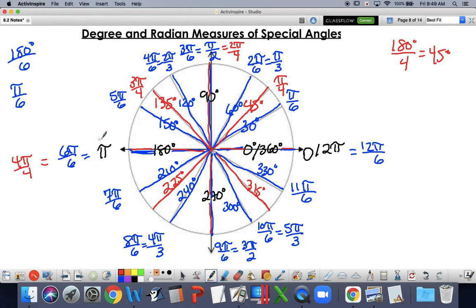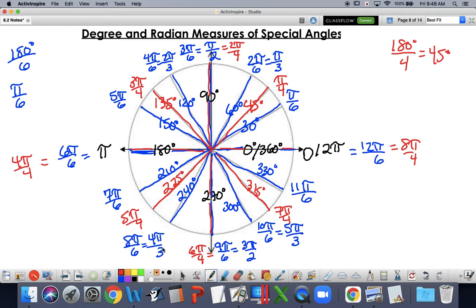Now let's keep counting our pi's, right? I had 4 pi over 4, so the next one is 5 pi over 4. Then I have 6 pi over 4, which simplifies down to our 3 pi over 2, and then 7 pi over 4. Last but not least, I have our 8 pi over 4, which simplifies down to our 2 pi.